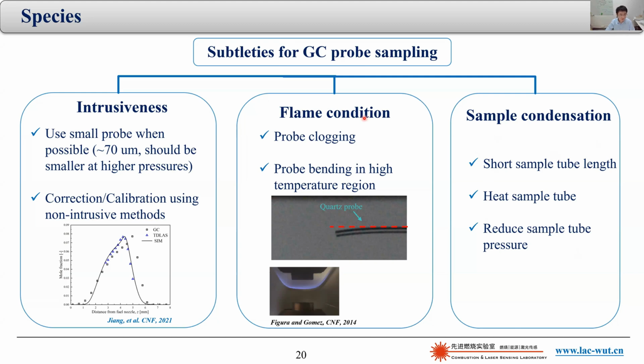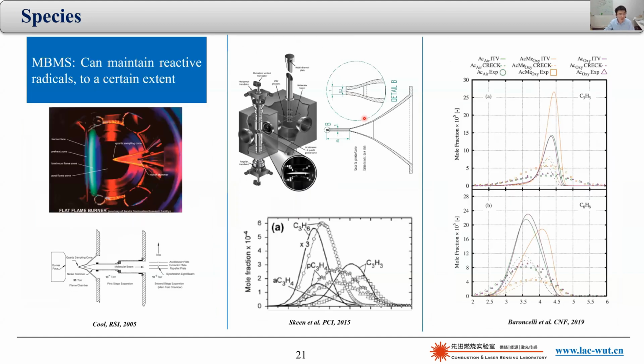So for the sake of time, I probably have to skip this slide. But what I want to mention here is that with the GC method, you cannot preserve the radicals. So if you want to measure some important radicals, for example propargyl radicals, you have to rely on molecular beam sampling. This was done by the Sandia group, by Dr. Nils Hansen and his group. You can measure propargyl radicals, which is quite remarkable.